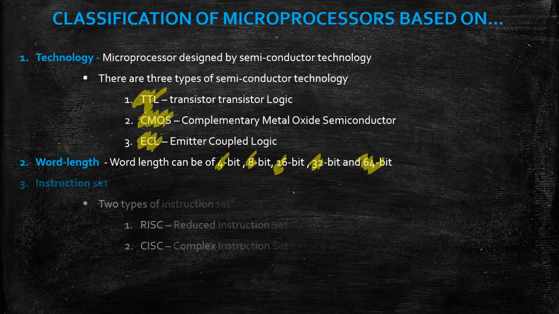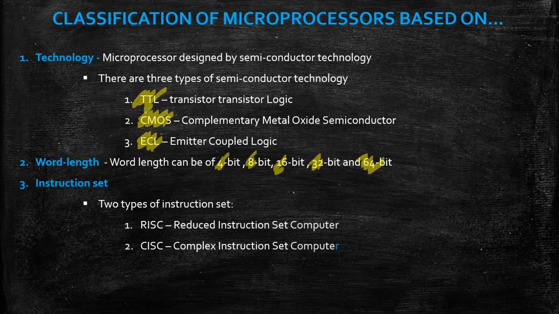Then the third is based on the instruction set. We will see this in a little more detail in the next slide, but right now, based on the instruction set, there are two different types. One is RISC, that is reduced instruction set computer, and the second is CISC, that is complex instruction set computer. What RISC is and what CISC is, we will see in the RISC CISC topic, right? So this is the third category.